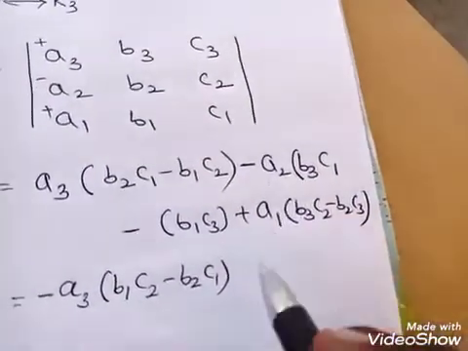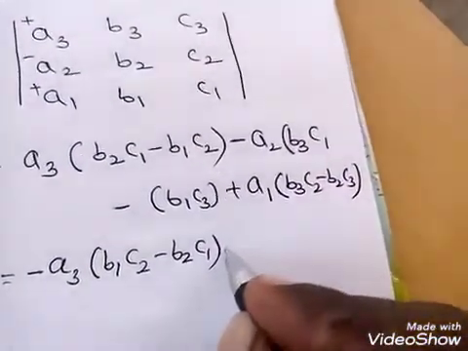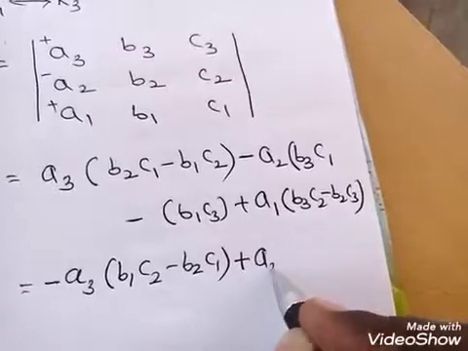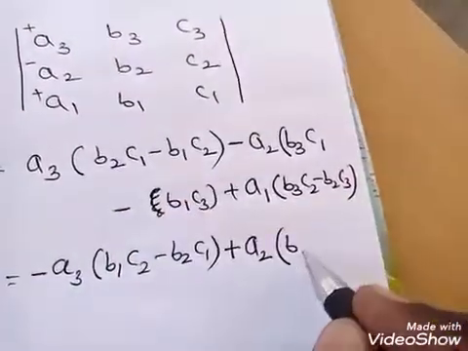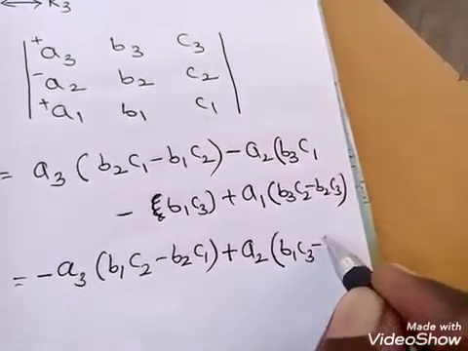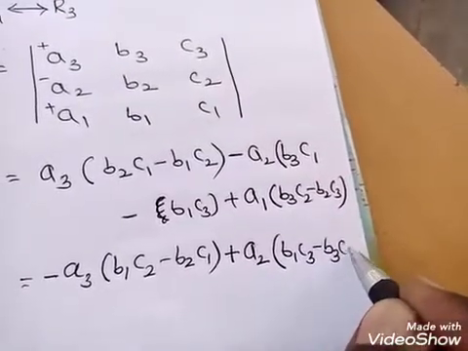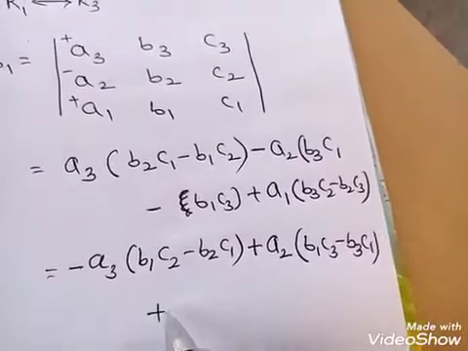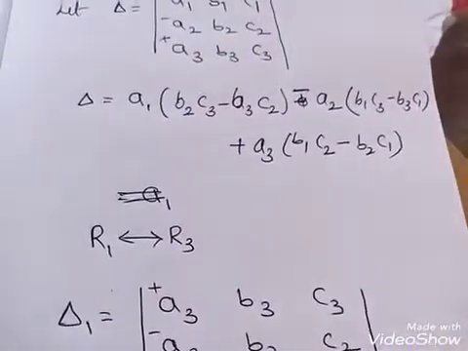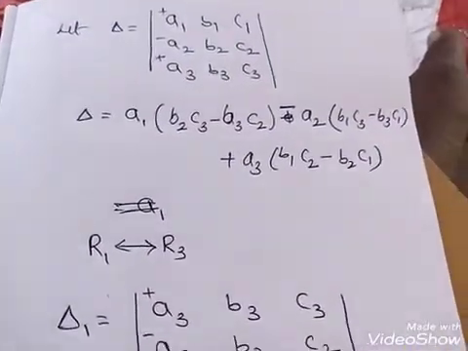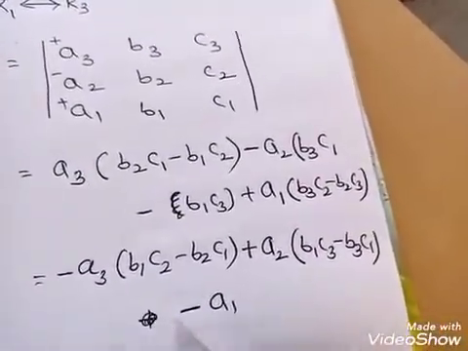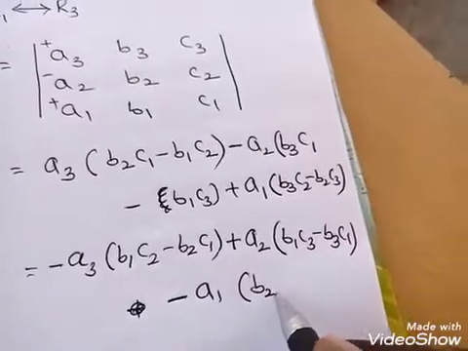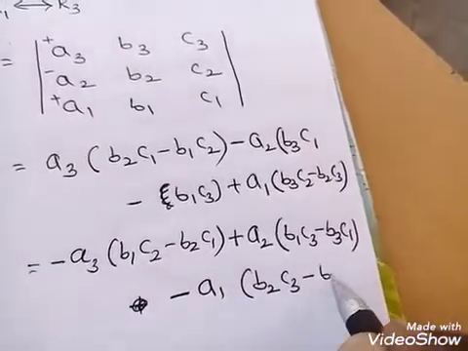Here it is reversed, no? If I take minus common, minus into minus becomes plus A2 into B1 C3 minus B3 C1, again plus A1 into B2 C3 minus B3 C2. Here reverse is there, that's why minus A1 into, if I take minus common, B2 C3 minus B3 C2.